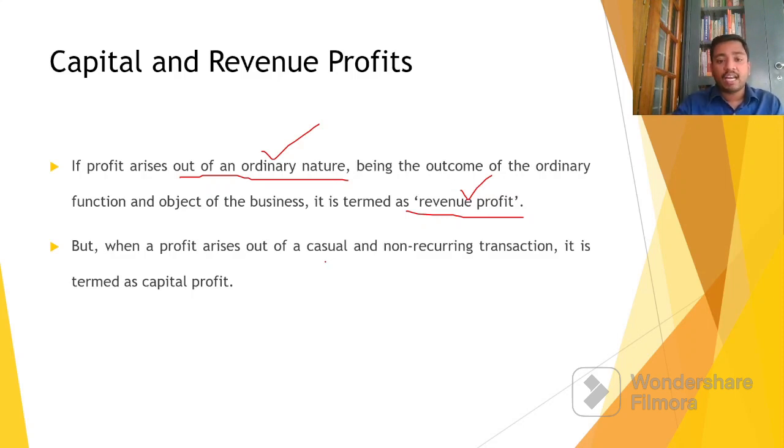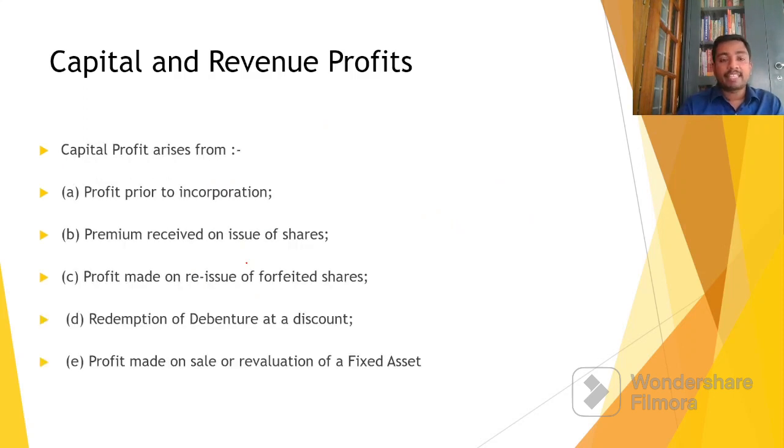And if the profits are resulting from non-recurring transactions, they are not regular in nature, such type of profits are known as the capital profits. So the capital profits are non-recurring, but the revenue profits are derived from the recurring activities of the business. Now let's see some examples of the capital profits. You have already seen the capital profits are non-recurring, like the profit from the incorporation of the business, like starting of the business. Then the premium received on issue of shares, they are non-recurring.